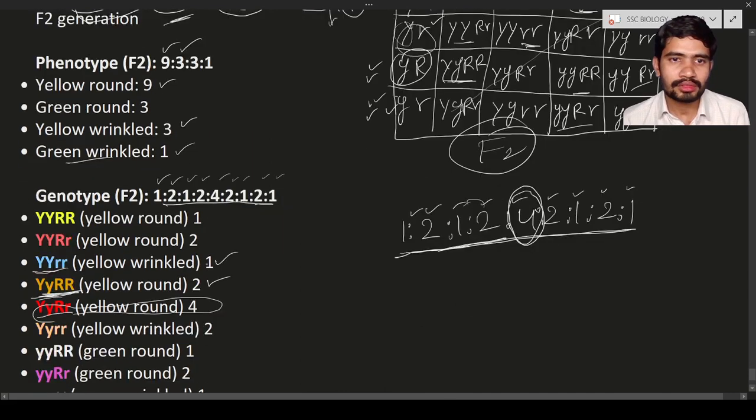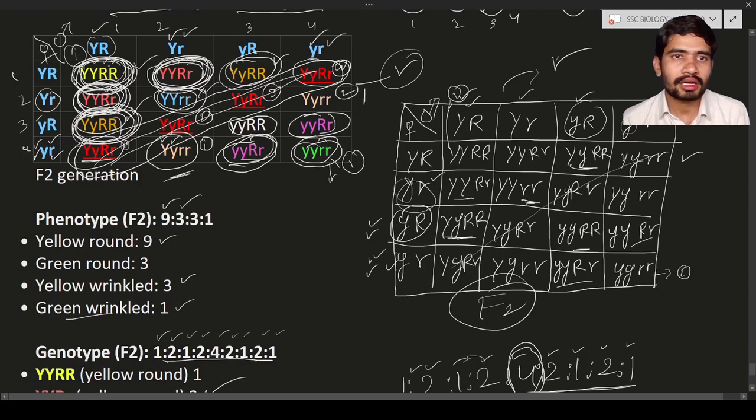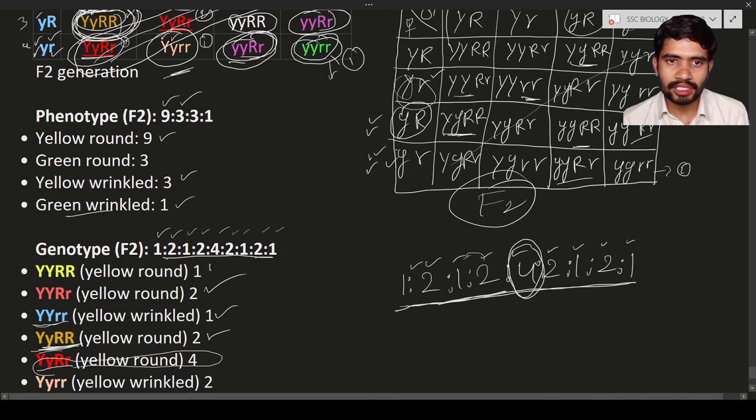Okay, 2 is over. So next come to the top left corner, that is capital Y, capital R, small r. So there is nothing to write on the opposite. So this is only one type of individual with this combination. What is that combination? Capital Y, capital R, small r. Okay, how many are there? Only one. So write only one.